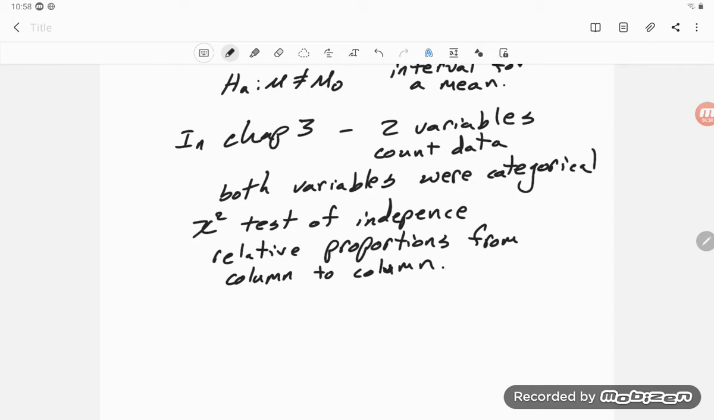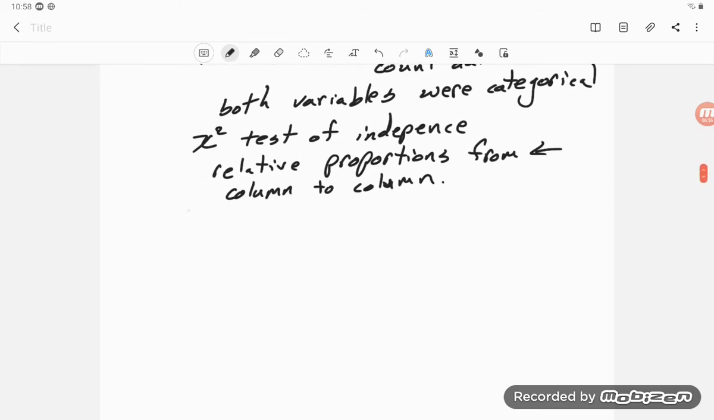And so, in this case, we looked at those two variables, and from the technical part of the test itself, we looked at those proportions, but then we asked, hey, was there dependence or independence between those two variables?